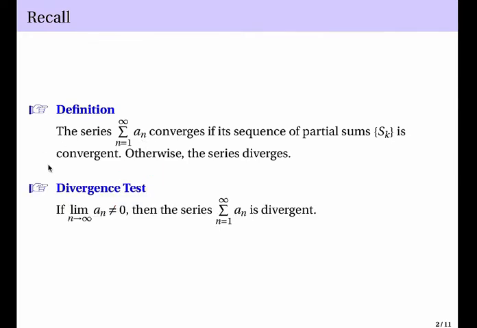Then we recall what we call the divergence test. Okay? So if the limit of the terms a sub n as n approaches infinity is not equal to 0, then the series a sub n is divergent. So take note that this statement is a test for divergence. This is not a test for convergence. So do not use this statement in order to prove the convergence of a series. That is a mortal sin. Okay?